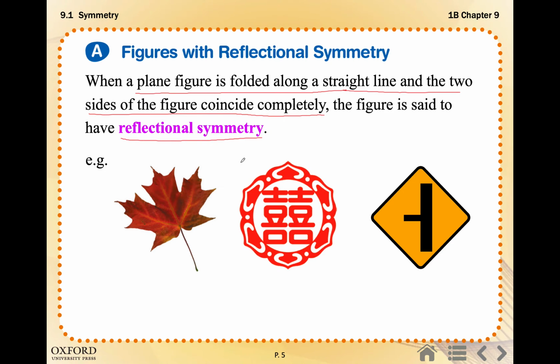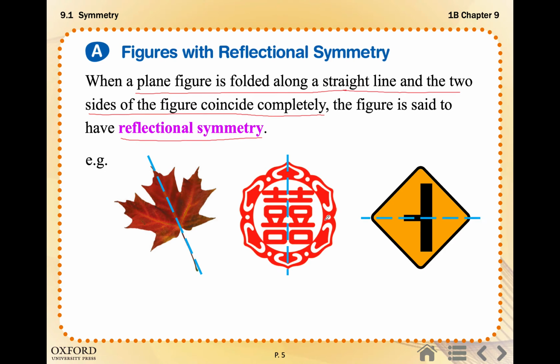So you can look at the following example here. You can see the blue line here. If we draw a blue line here and fold along this blue line, you can see that the two sides coincide completely. And for the second figure, also look at the blue line here. Can you see that the two sides here also coincide?